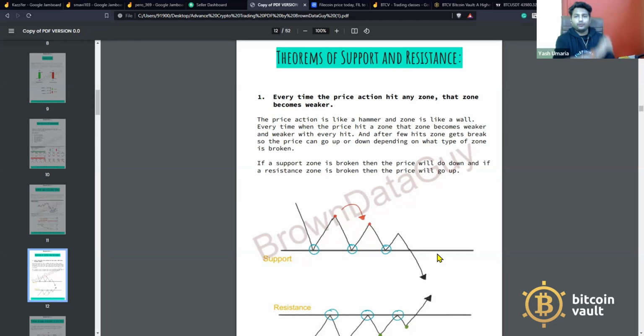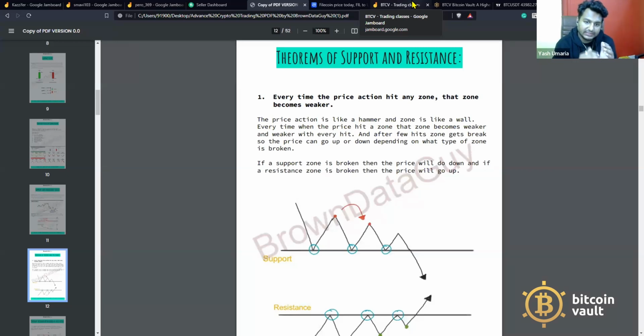Let me give you an analogy. Let's say you have a hammer in your hand and you are trying to break a wall. You will hit it once, the wall will become weaker. Then you will hit it twice, and again the wall will become weaker. Then maybe 3 times, 4 times, or 5 times. But what will happen eventually? The wall will break. You will create a hole in the wall, right?